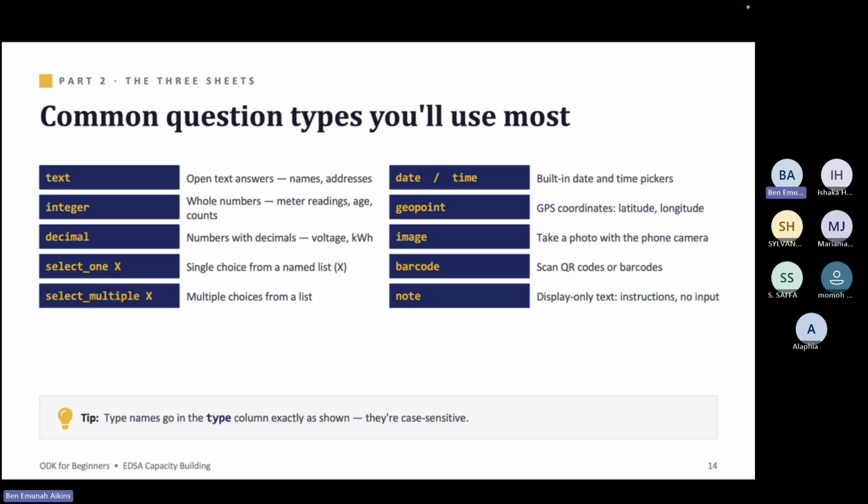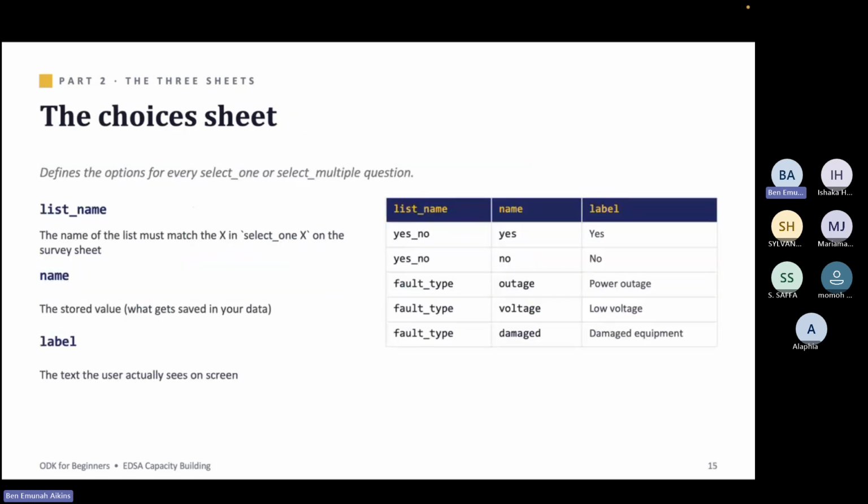So this side is for the survey sheet. Now let's look at a typical choice sheet. This is how a typical choice sheet would look. It has the list name column, it has the name column, and then it will have the label column as well. So it is slightly different from the standard survey sheet, because on the survey sheet you have type, name, and label. On the choice sheet you have list name, name, and label.